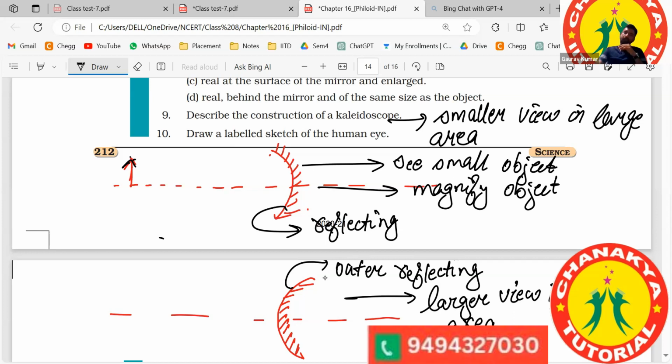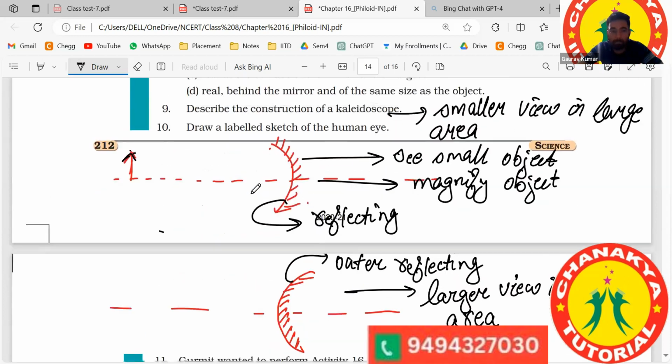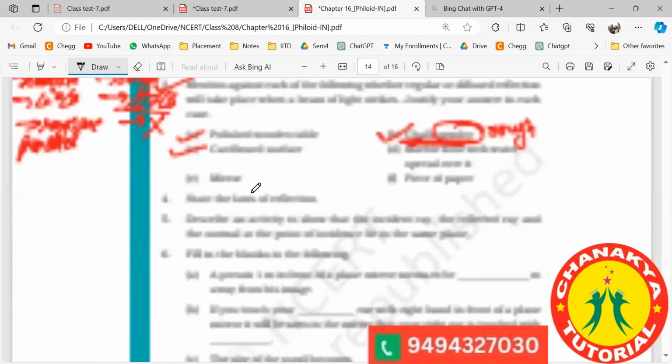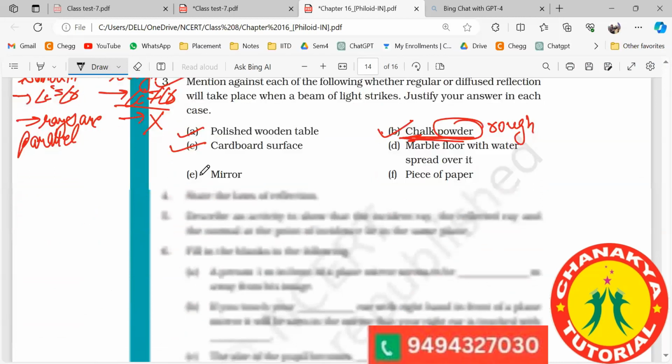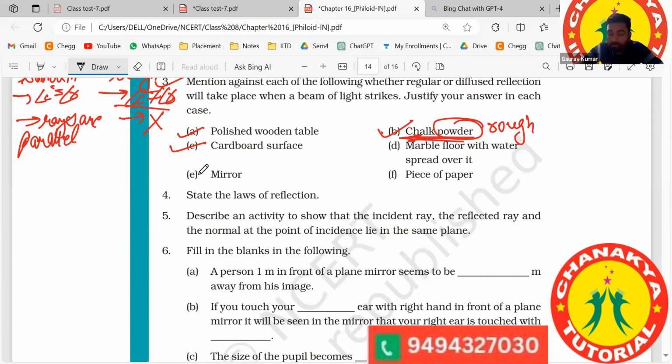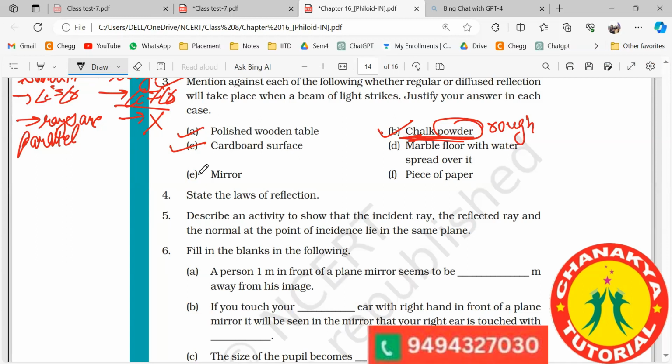Okay, so this is the difference between concave and convex mirrors. Now what are the images formed, like virtual, real? Images formed by concave and convex mirrors.